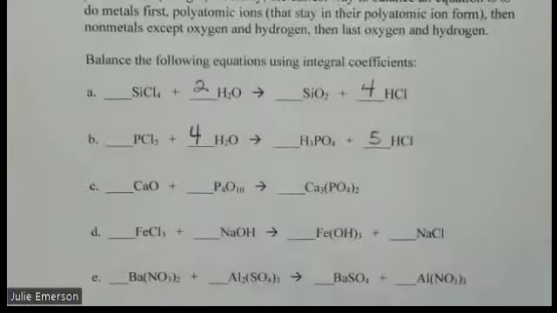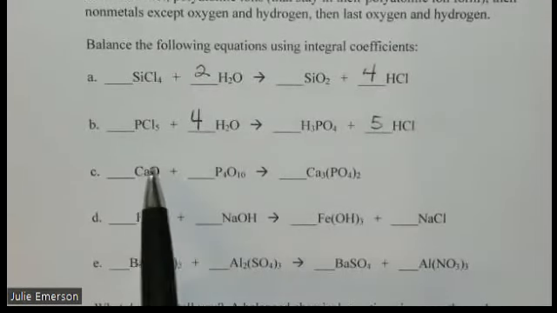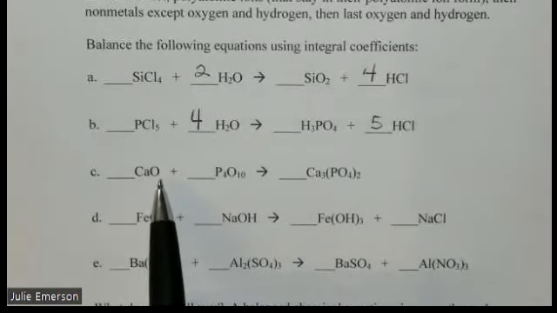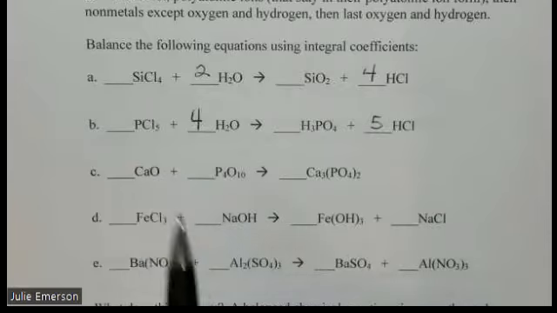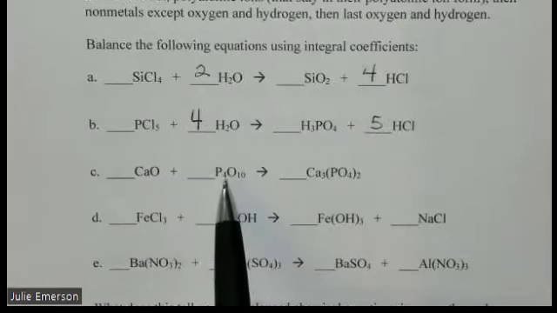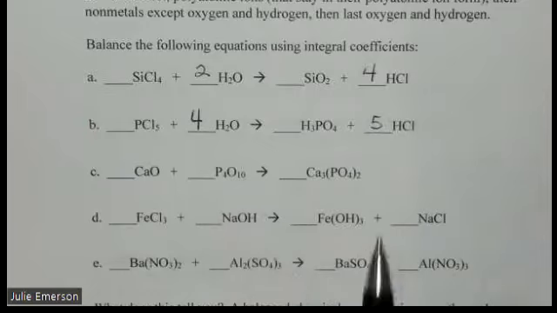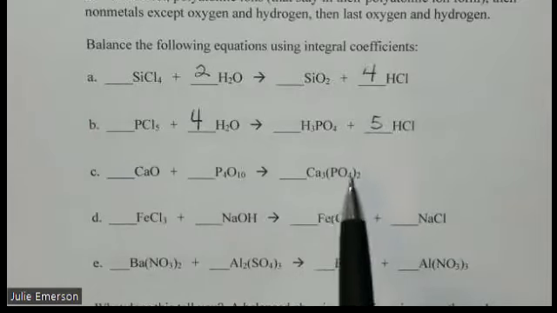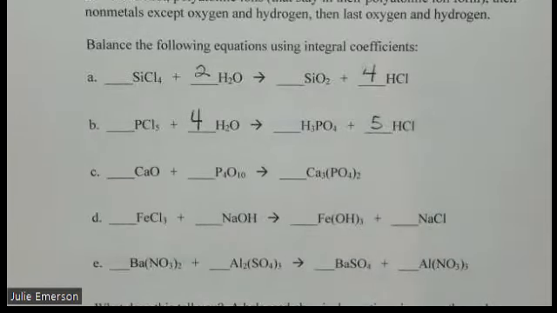For the third equation, now we have an ionic compound. So this is calcium oxide. Binary compounds always end in -ide. Covalent compounds, so tetraphosphorus decaoxide. And on the product side, this is calcium phosphate, Ca3(PO4)2.